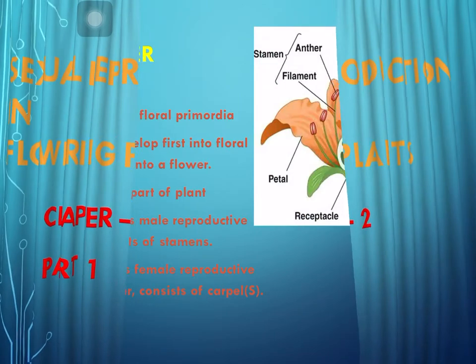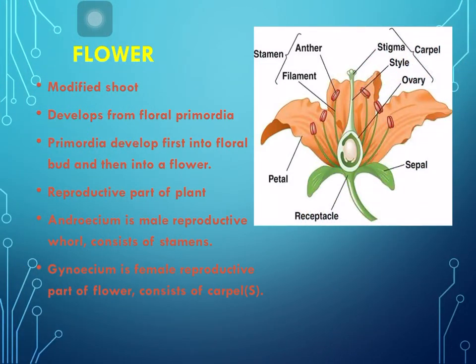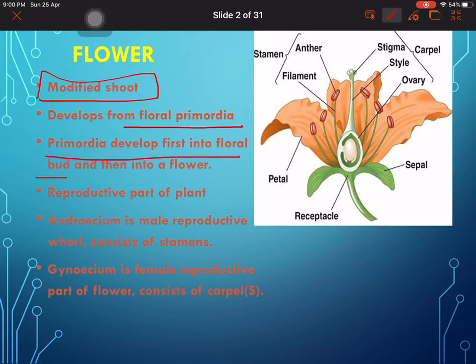First, what is a flower? When we are talking of flowering plants, we should know what a flower is. You can say that a flower is a modified shoot because it is present on the shoot parts. It develops from the floral primordia, the tissues which develop into different things. Primordia develop first into floral buds and then into a flower.